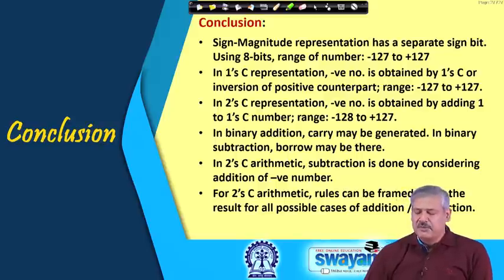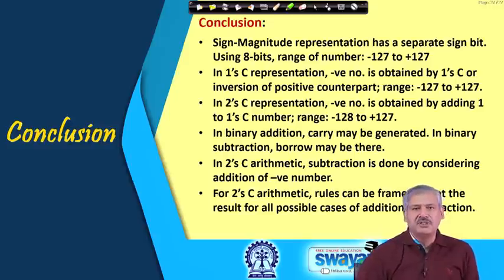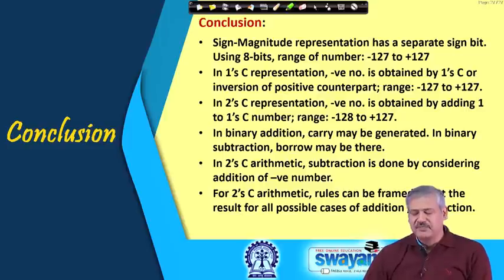In 1's complement representation, a negative number is obtained by 1's complement or inversion of the positive counterpart. The range is again from -127 to +127, and 255 different numbers can be represented by 8 bits. In 2's complement representation, a negative number is obtained by adding 1 to the 1's complement number, and the range we have seen here is -128 to +127.